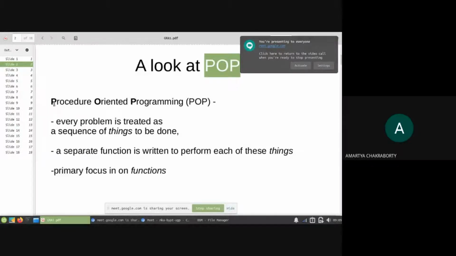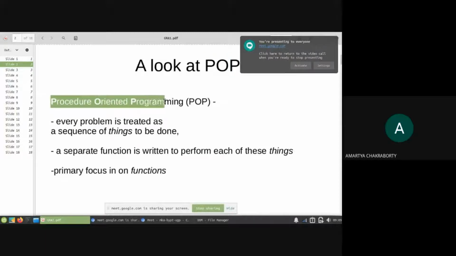Moving ahead, we will take a look at something called POP. It stands for procedure oriented programming. Now, it will become clear to you in a few minutes why we are going through all this trouble. But let us try and understand what procedure oriented programming is all about.